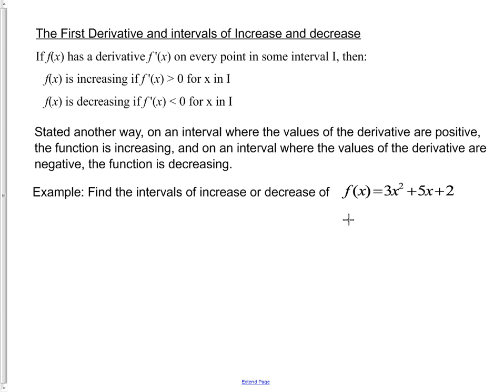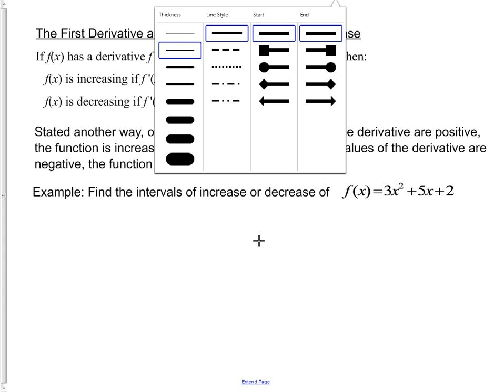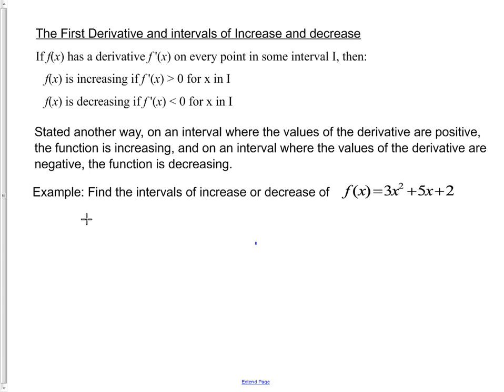Now, f of x is equal to 3x squared plus 5x plus 2. And what we're interested in finding out is where this function has an interval of increase or decrease. So we're going to start with our derivative, f prime of x. What is it? Well, the derivative of 3x squared is 6x, the derivative of 5x is 5, and the derivative of 2 is 0.